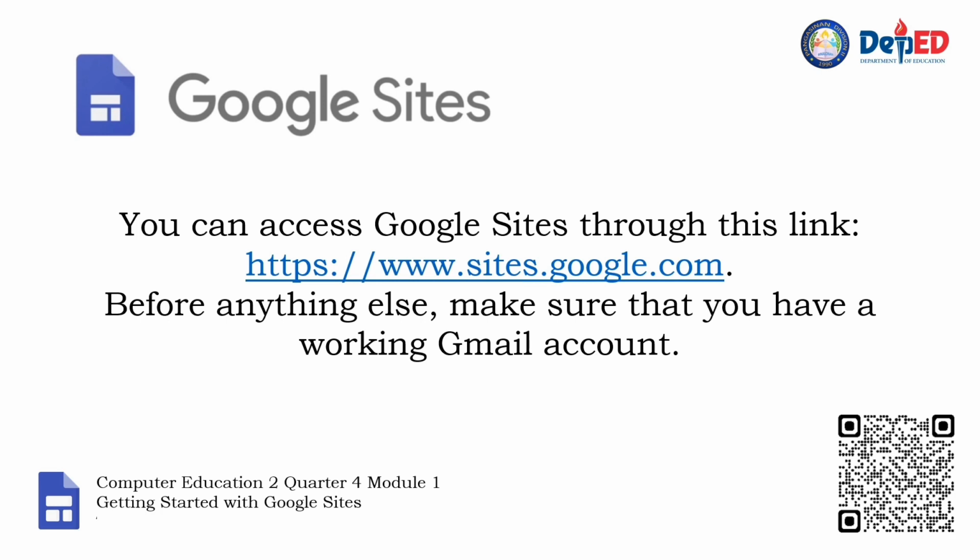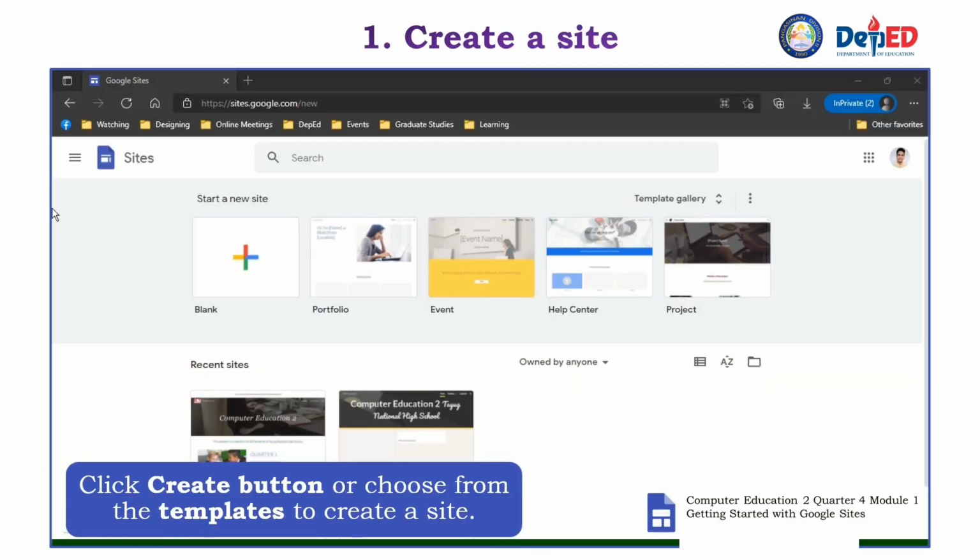You can access Google Sites through the link posted on the screen. You may also scan the QR code below. Before anything else, make sure that you have a working Gmail account. When you are already in the Google Sites homepage, you will be prompted to create a new site. To do this, you can click the Create or the plus icon at the top portion of the site's homepage. Or you can also choose from the available templates in the template gallery.